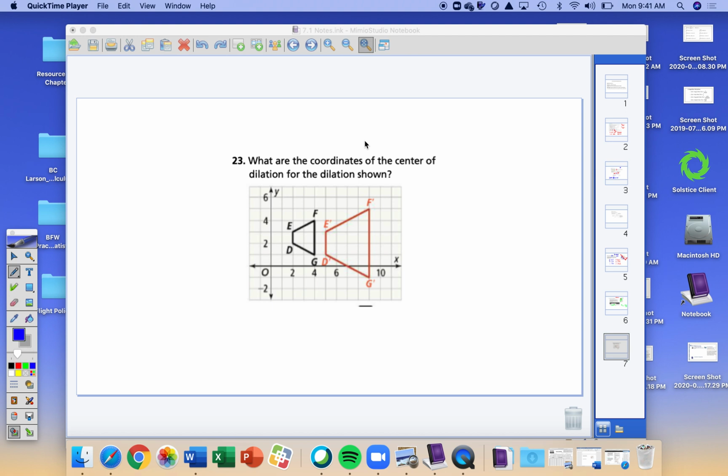As promised, I have found an example where the center of dilation is not at one of the vertices. So here I have the image EDGF, and I have the image E prime, D prime, G prime, F prime. Now, we notice two things. One is an enlargement because E prime, D prime, G prime, F prime is bigger than EDGF. And you'll notice that it moved to the right.